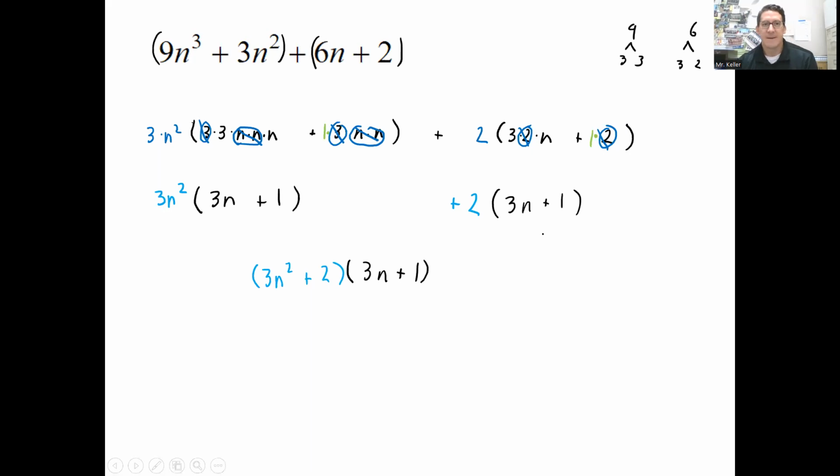All right. And I think that will do it for the GCF, the factor by grouping. We'll see you guys next time when we do more factor trinomials.